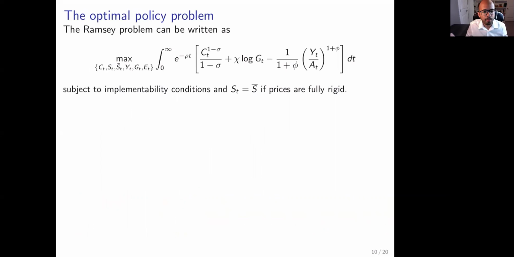What's the actual policy problem? It is to maximize the welfare of domestic households subject to these implementability conditions. If you assume the prices are fully rigid, then you just add this constraint about the terms of trade account.